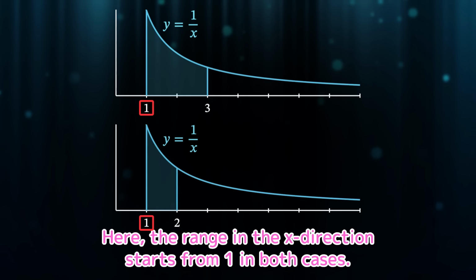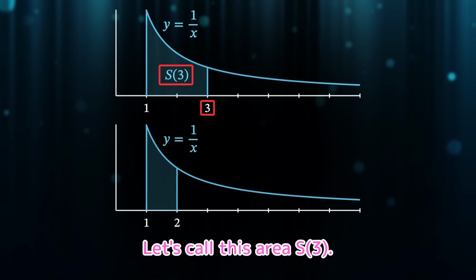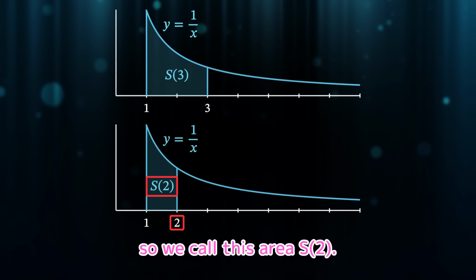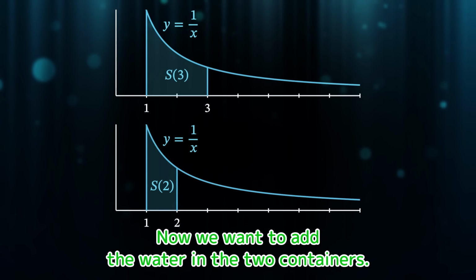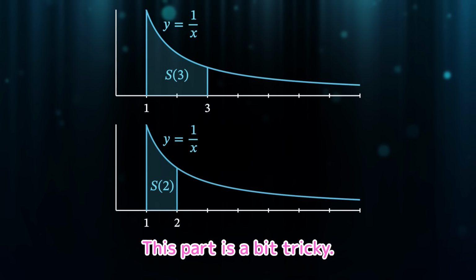Exactly. Here, the range in the x direction starts from 1 in both cases. In the upper graph, water is filled up to 3. Let's call this area S of 3. Similarly, on the lower graph, water is filled up to 2, so we call this area S of 2. Now we want to add the water in the 2 containers. How can we represent this using graphs? This part is a bit tricky.